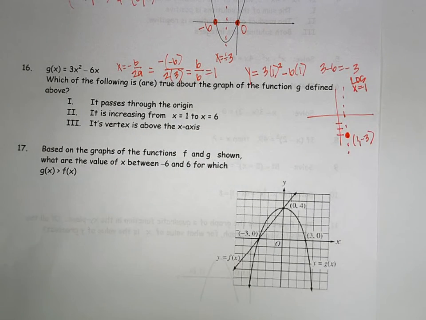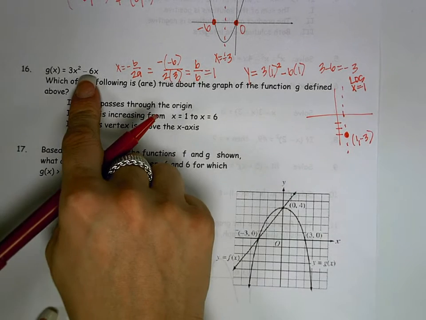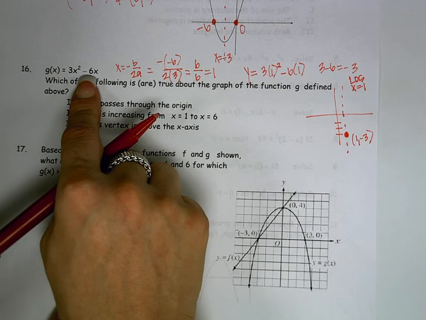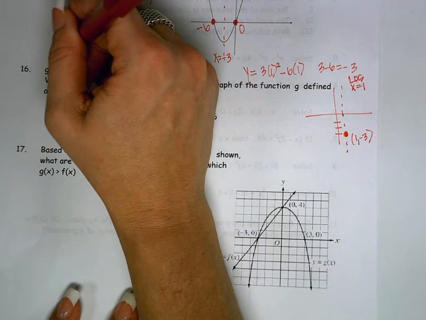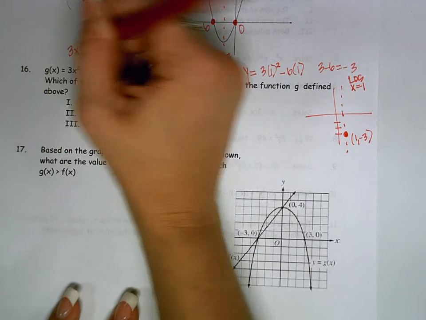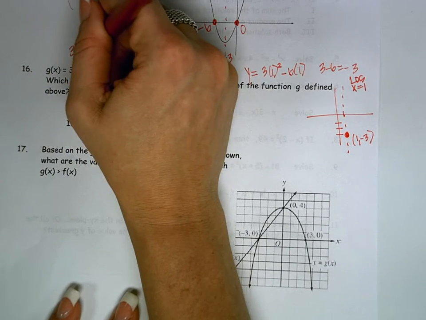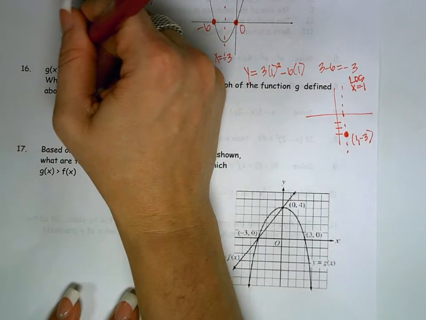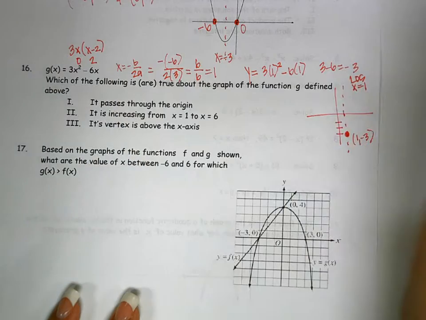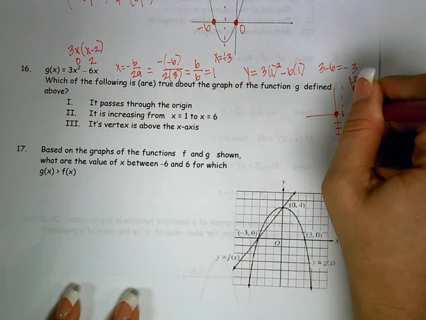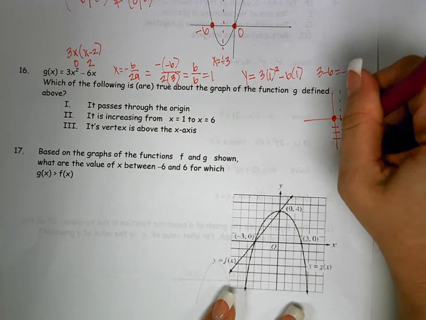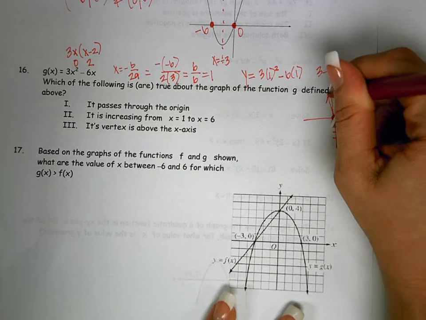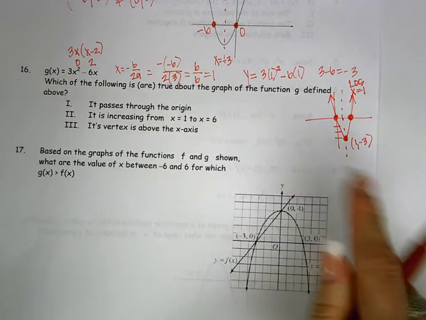For my x-intercepts, you could solve here. To find x-intercepts, you could factor. I could factor out a 3x, and you'd be left with x minus 2. So that means I have intercepts at 0 and positive 2. This would be facing up, and it looks like that.